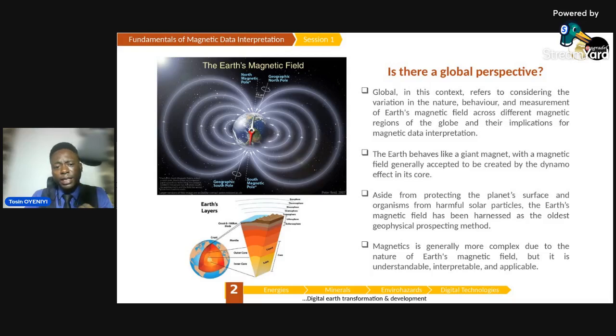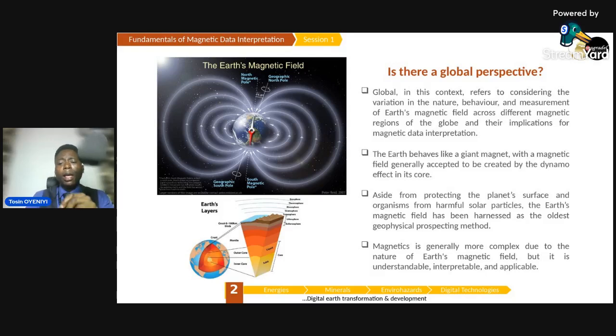And you will also discover in this image that if you look at the magnetic flux, the magnetic field lines, you will see that there is a concentration of these lines at the poles of the earth, whereas you don't have that at the center of the earth, let's say the equatorial region. So this is showing us, as I said earlier, that the nature, the behavior, and the measurement vary across the different regions of the earth, and we need to take this into consideration if we will be able to do proper justice to the fundamentals of magnetic data interpretation.